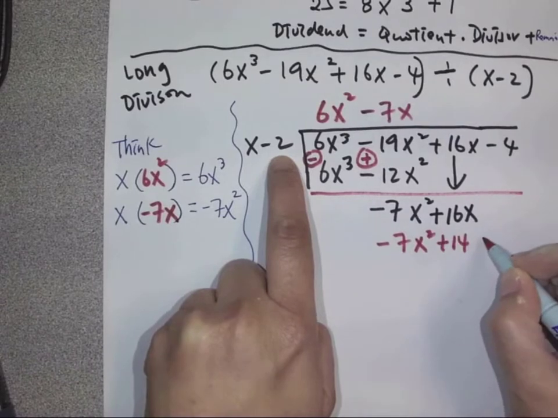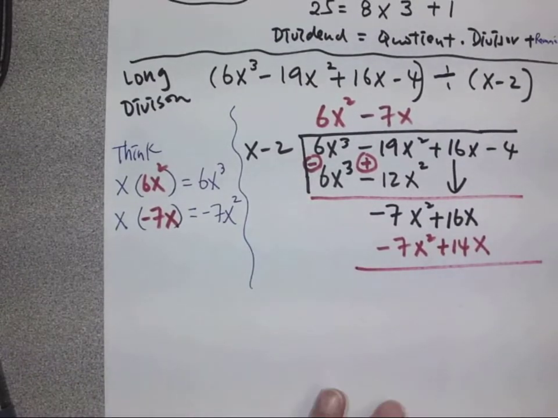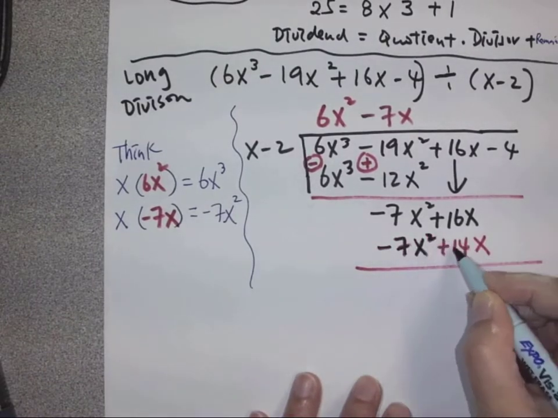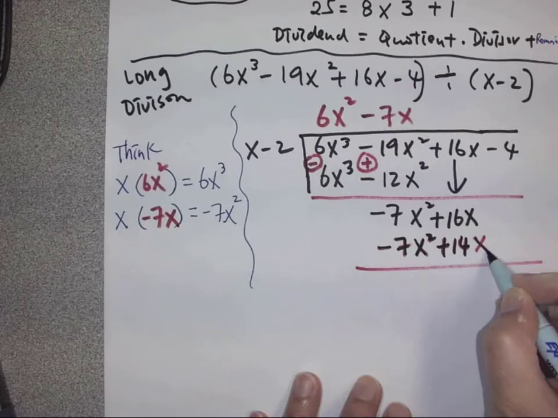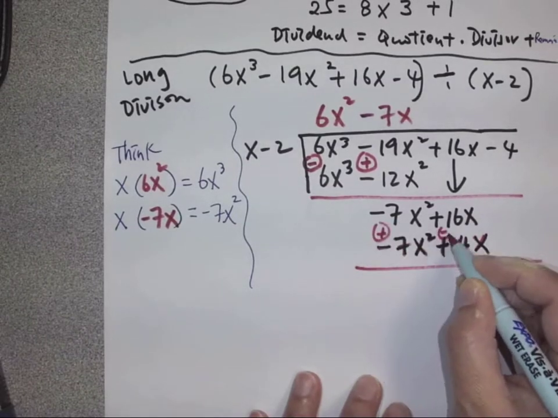Positive 14x, right? Remember to change the sign. So I told you normally I would put it on top and I circle it with different colors so I can see it, right? So add here, subtract here.